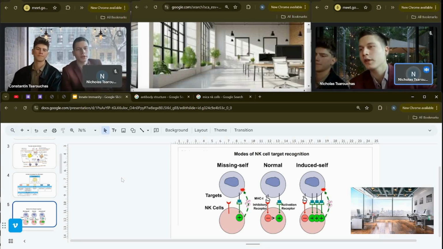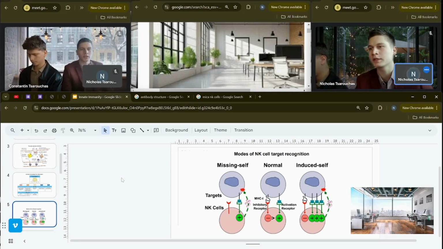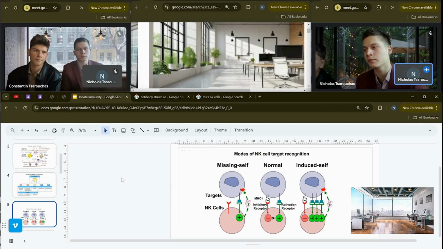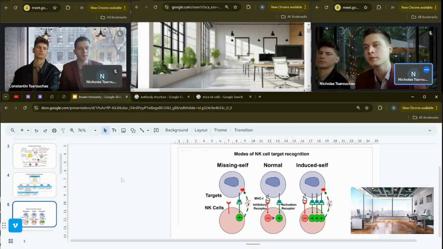So the three effector functions of natural killer cells really come from, one, the perforin and granzyme release from either missing self, if the virus down-regulates your MHC class 1, or induced self, if your virus is presenting different stress signals and activating your natural killer cells, they'll start secreting granzymes. Perfect.